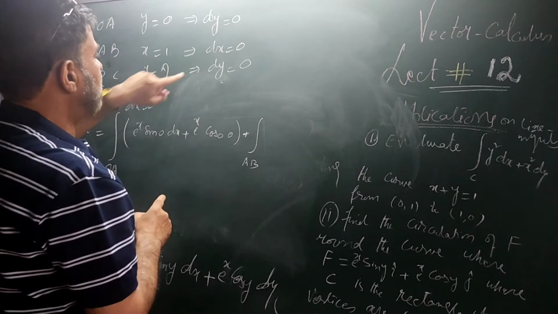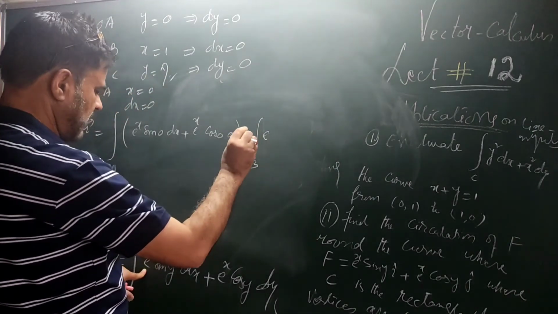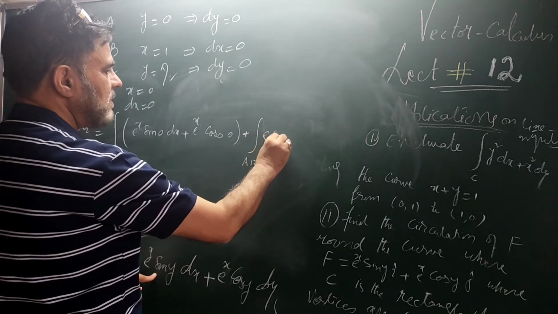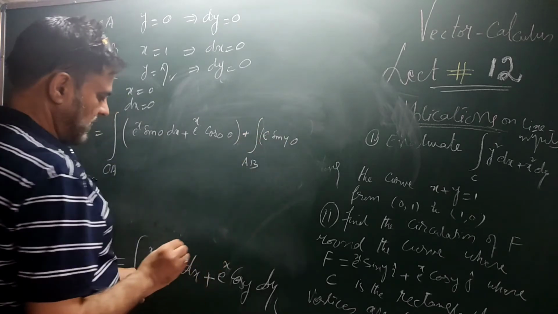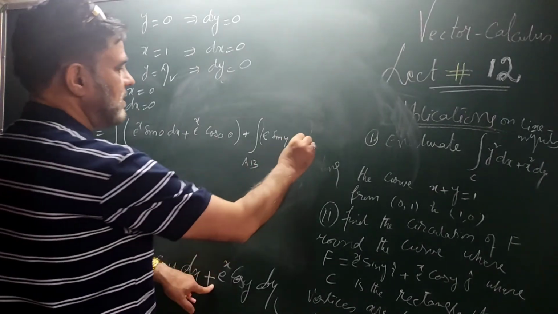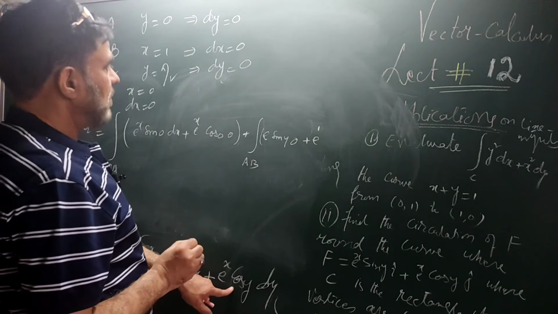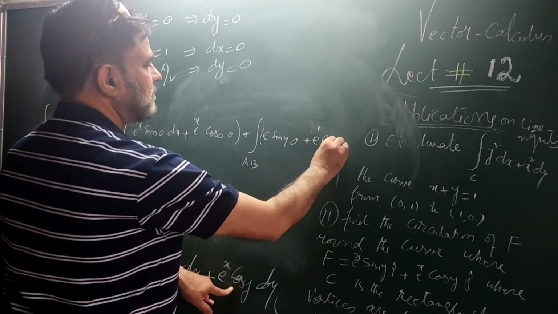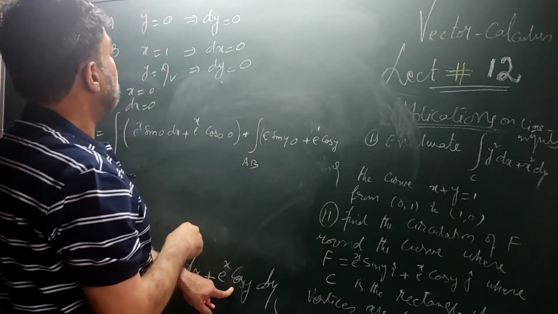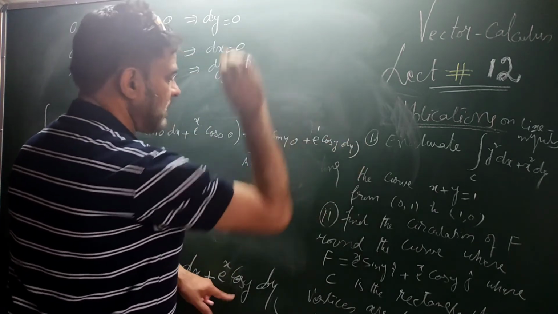You have x equals 1, dx is 0. It is e raised power 1 sine y, but dx is 0, so this is 0. Plus e raised power 1, cos y, where dx is 0. You will write here dy as it is. This is the second part.